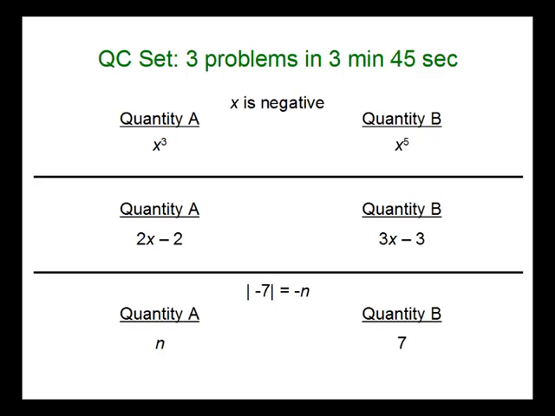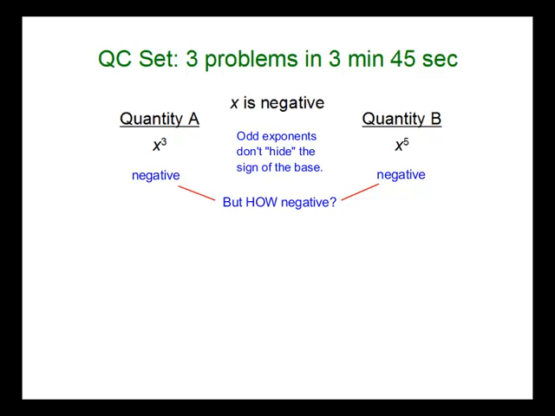All right, so we'll go in order here, top to bottom. X is negative in the first one. And we've got x to some power in both quantities. What's relevant about these powers is that they're both odd. Odd exponents don't hide the sign of the base, whereas even exponents do, right? X squared, if x is negative, will still be positive. But not so with the odd exponents.